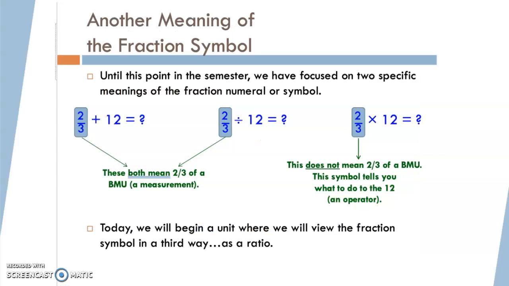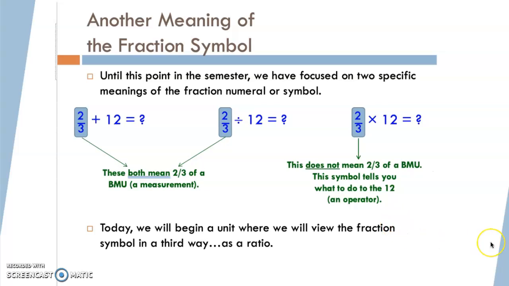Okay, let's head back. Okay, so this slide is showing us the meaning of the fraction symbol. Until this point in the semester, we focused on two specific meanings of a fraction numeral or symbol. So 2/3 plus 12 equals, and 2/3 divided by 12 equals. These both mean 2/3 of a BMU, a basic measuring unit, which is a measurement. But if we come over and we look at 2/3 times 12, this does not mean 2/3 of a BMU. This symbol tells us what to do to the 12 as an operator.